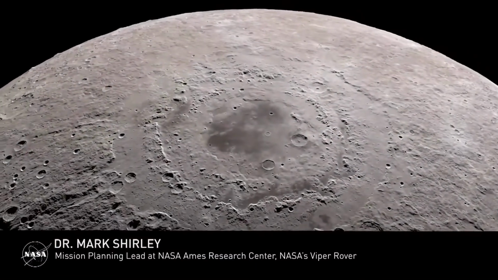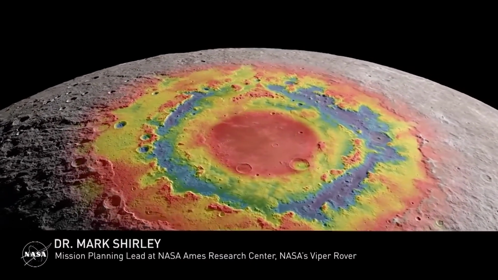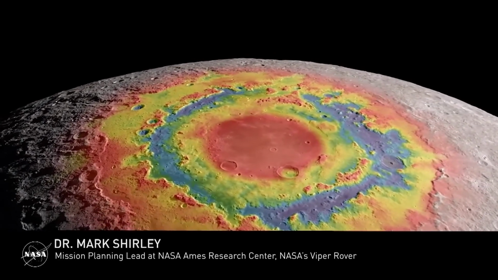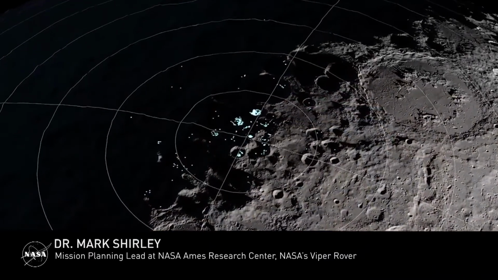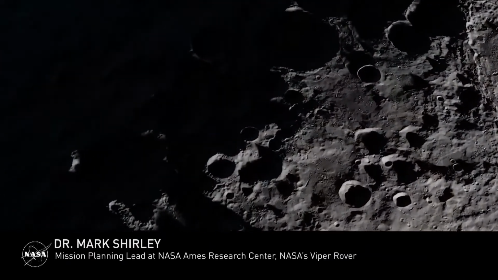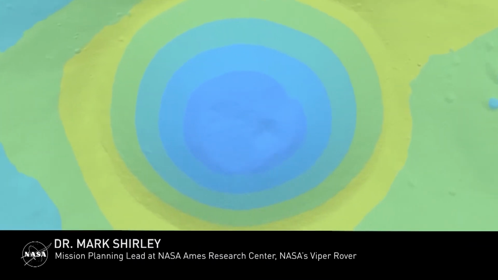NASA will soon be returning astronauts to the moon, this time to stay. Because of this, the search for and study of water ice on the lunar surface is of critical importance. When it comes to volatiles and water ice, one of the most interesting areas is the South Pole. We'll need maps for both rover and human explorers.